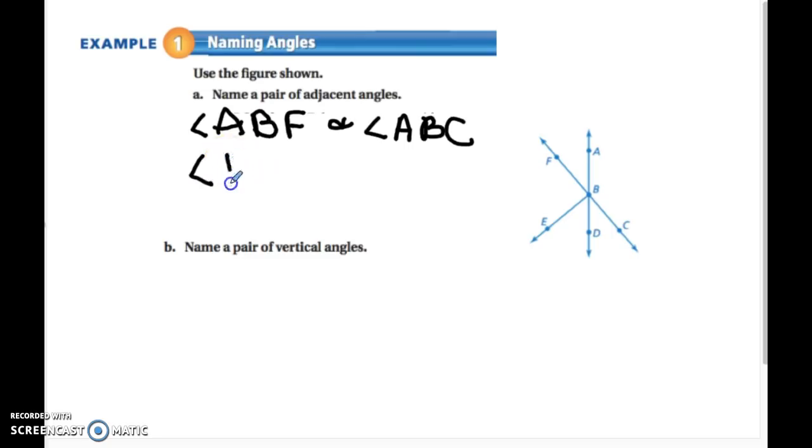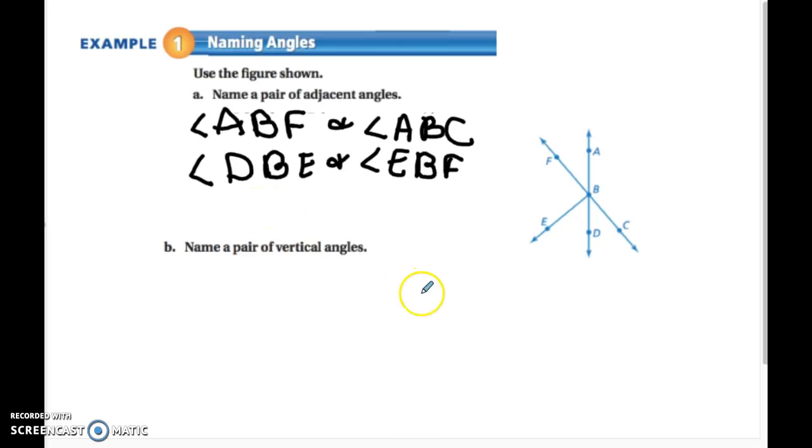Let's go with angle DBE. And so DBE is right here. So we can say EBF, angle EBF, because we could see they share the common side, BE. Okay, so again, adjacent angles share a common side and a common vertex.